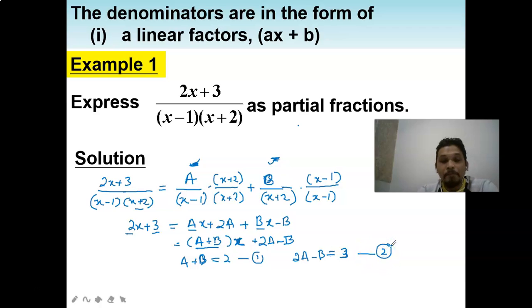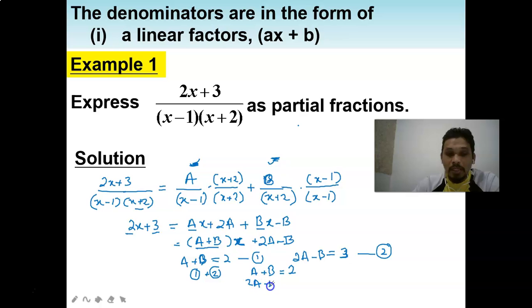Equation 2. Okay, so two equations with two variables. I think that you know what to do next here. Let's add equation 1 with equation 2. Okay, a plus b equal to 2.